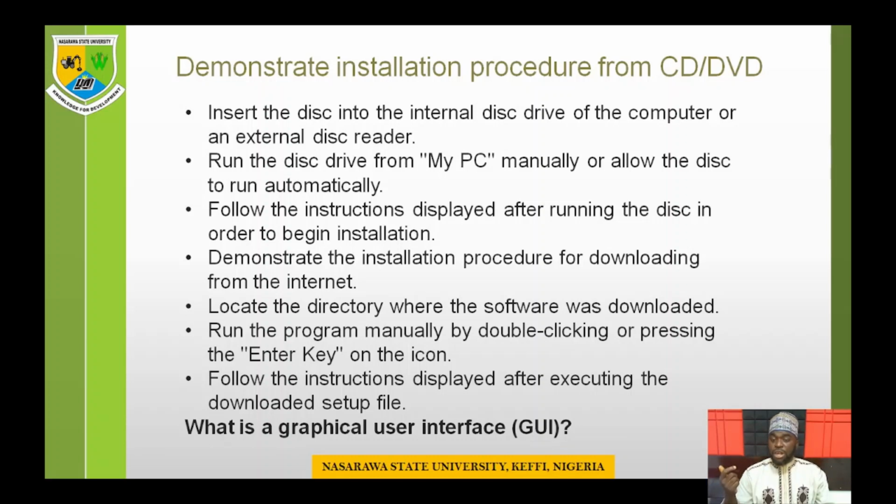Then you run the program manually by double clicking or pressing the enter key on the icon. So once you are on the downloaded program, you can double click on it, then you follow the instructions that display after executing the download setup. And the instruction is: do you agree with the license? In most cases we don't read it, but it's very important, and not reading it is not a very good practice.